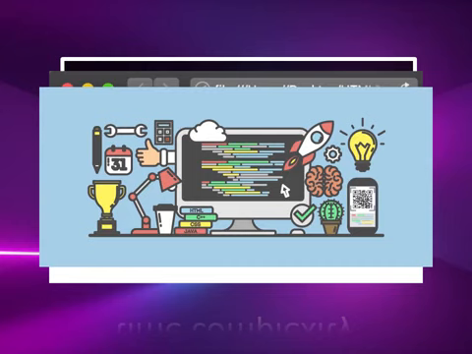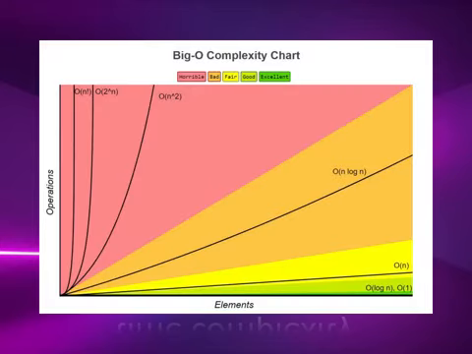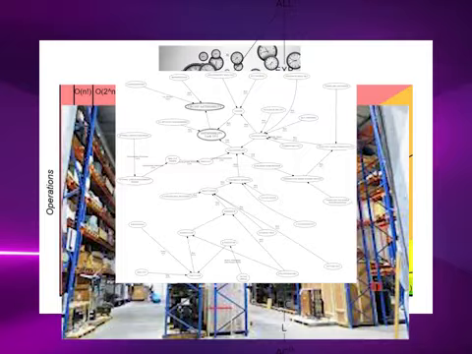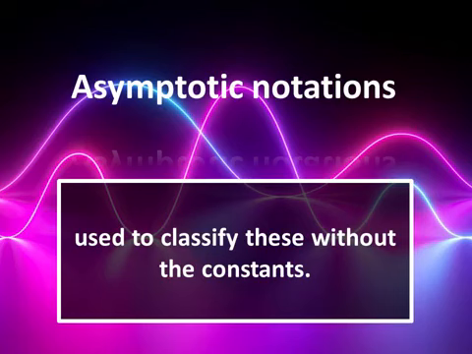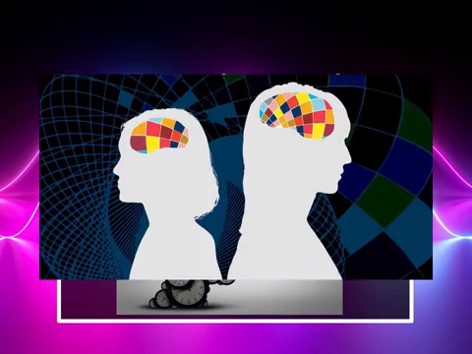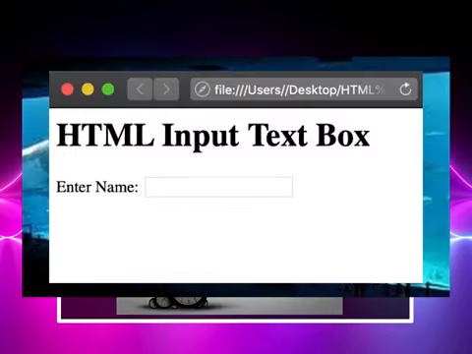The following subsections describe different aspects of algorithm analysis, such as complexity notations, time and space complexities, and complexity classes. Asymptotic notations are used to classify complexity without the constants. The following notations are defined in terms of time, but their concepts can also be used to describe memory complexity. This time complexity is analyzed for infinitely large input sizes.